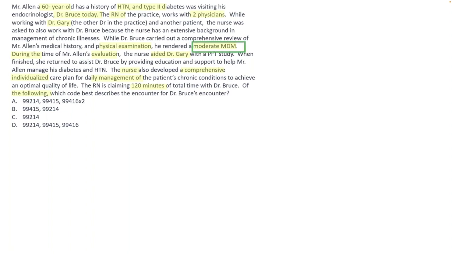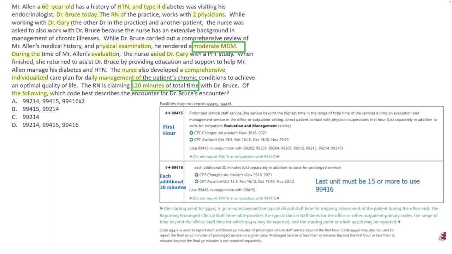So let's go ahead and code this out, right? All right, so if you look at 99415 and 99416, 99415 is coding for the first hour, and 99416 is coding for each additional 30 minutes. So we have 60 minutes to code. So that should be 2 units, right? Yeah, that should be 2 units.